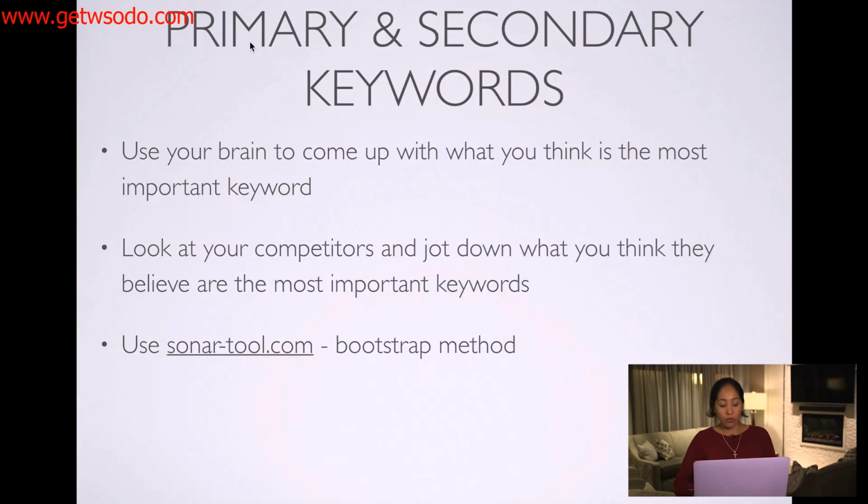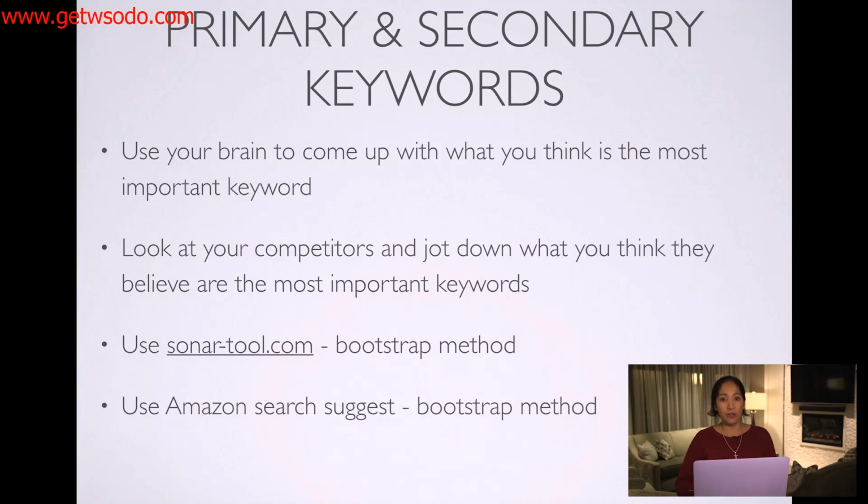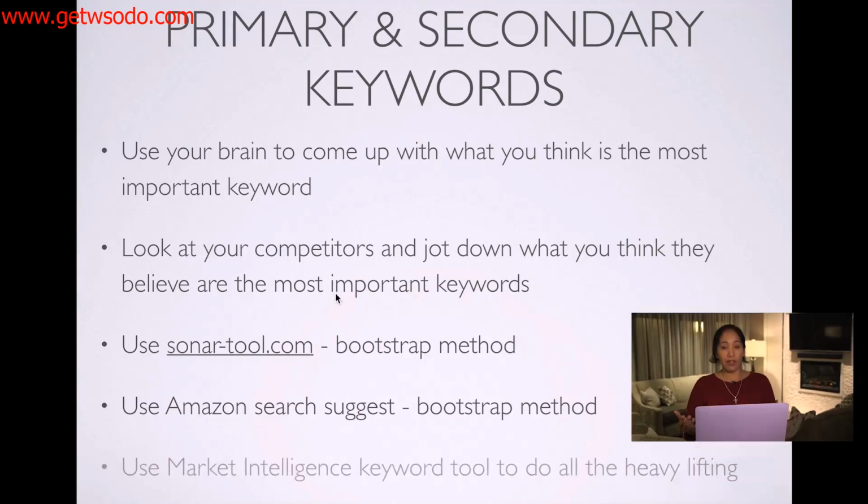Now, the second tool that you can use is Amazon Search Suggest. Amazon themselves will tell you what keywords people are looking for, and I'll show you here in a minute how that works. And then finally, you can also use market intelligence, which is pretty much the easiest way to get all this information. So we're going to learn and see how each of those works at first.